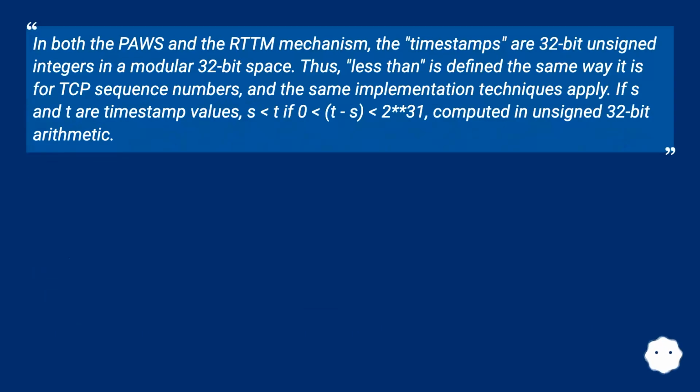In both the PAWS and the RTTM mechanism, the timestamps are 32-bit unsigned integers in a modular 32-bit space. Thus, "less than" is defined the same way it is for TCP sequence numbers, and the same implementation techniques apply. If S and T are timestamp values, S < T if 0 < T - S < 2^31, computed in unsigned 32-bit arithmetic.